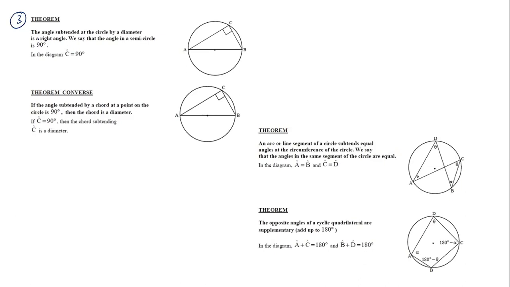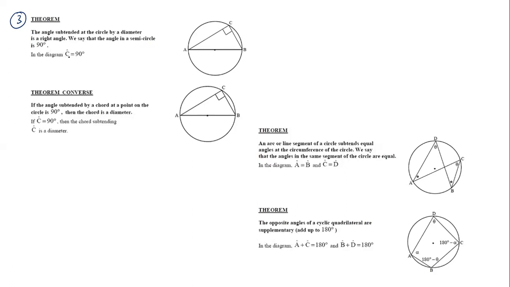Now, the theorem states that the angle subtended at the circle by a diameter. You see, now we are just saying diameter. We know these words. We started with the terminologies. That's why I wanted you to learn this so that you can understand what is a diameter. Line that passes through a center. All right. The angle subtended at the circle by a diameter is a right angle. We say that the angle in a semicircle is 90 degrees.